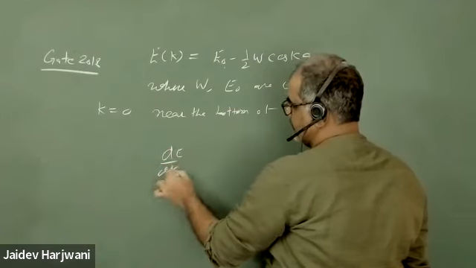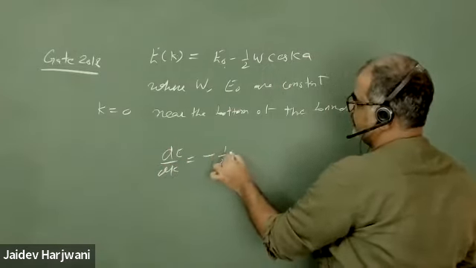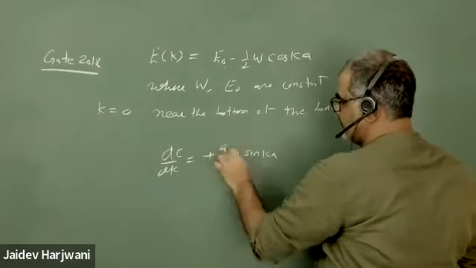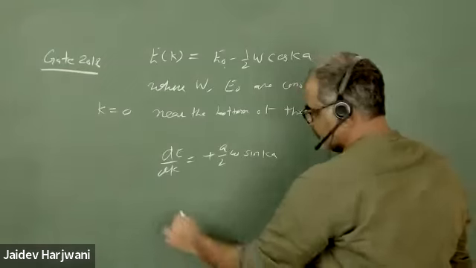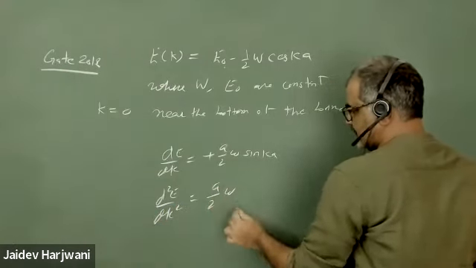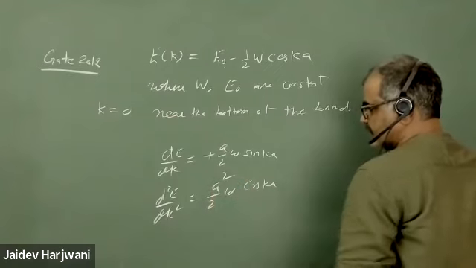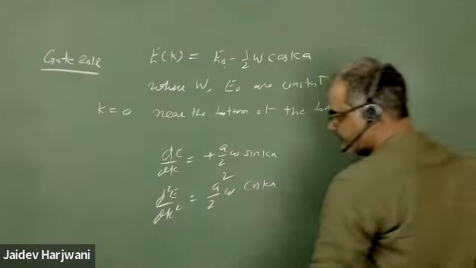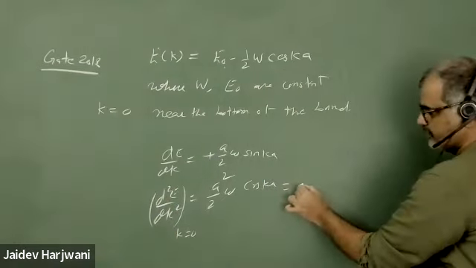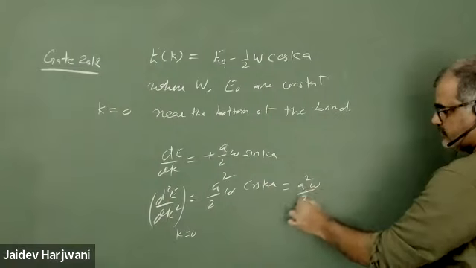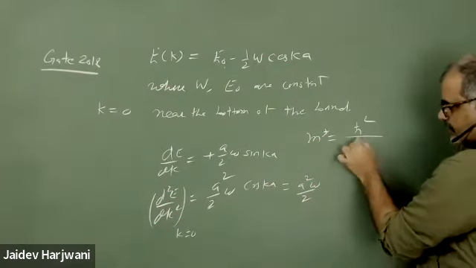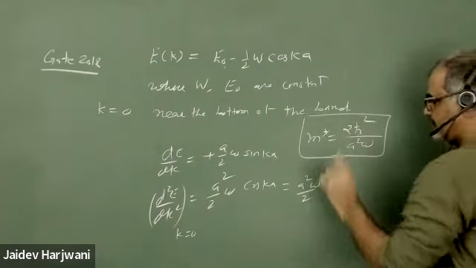d by dk gives minus half W, and differentiating cos gives sin Ka, and a by 2, so a will come. Similarly, if you differentiate again, d2E upon dk square, this will give you W a upon 2 cos Ka, and this becomes a square. Now I need to calculate near the band edge, so I calculate this expression near K tends to 0. This will become W a square cos 0, which is 1, so W a square by 2. The effective mass will be h cut square upon W a square by 2. So this should be the answer.